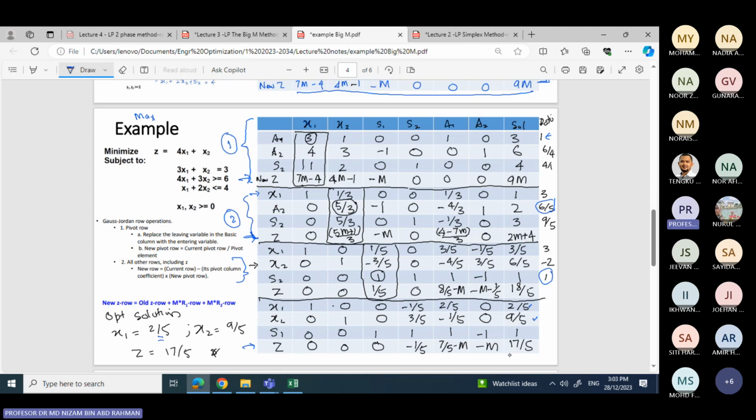Any questions? And in this solution, if you look at it, x1, x2, s1, so A1 and A2 are not part of the solution. If A1 is still part of the solution in here, meaning that that particular linear programming problem is not solvable.